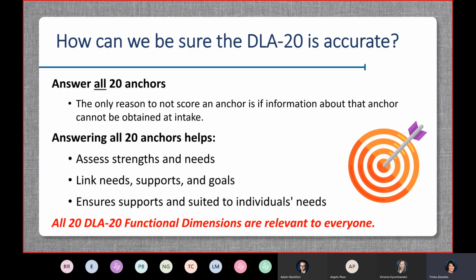There's also been some concerns and some questions about the accuracy of DLA 20 scores. As I mentioned, it's important to score all 20 anchors. We certainly understand that initially, if someone is new to services, perhaps going through intake, it may be difficult to score some anchors because we are gathering that information, but really that would be the only time that it might make sense to not score an anchor.